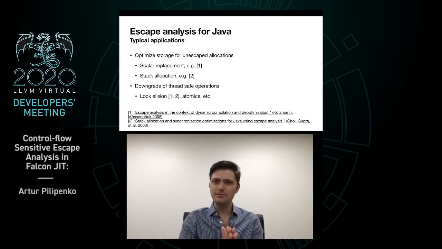Typical optimizations you would expect to see in an optimizing compiler include optimization of storage for unescaped allocations. They can be scalar replaced, where every individual field is replaced with a scalar value as if there were no allocation to begin with. Or heap allocations can be replaced with stack allocations, because we know the runtime scope of the object. Another optimization you would expect to see is downgrade of thread-safe operations, things like lock elision or rewriting of atomic operations.